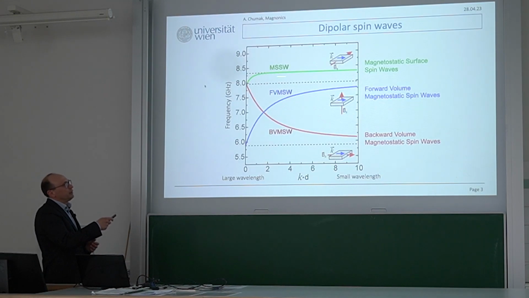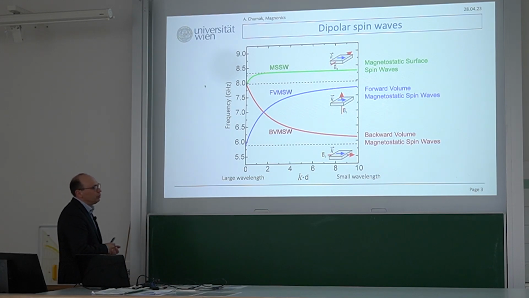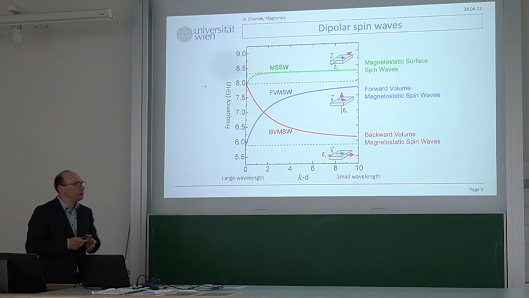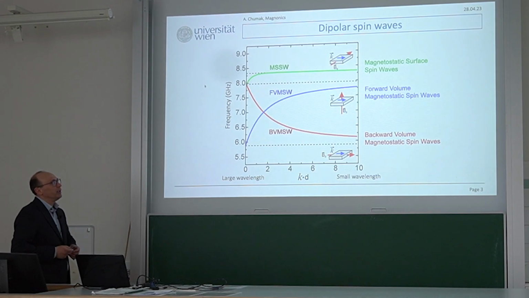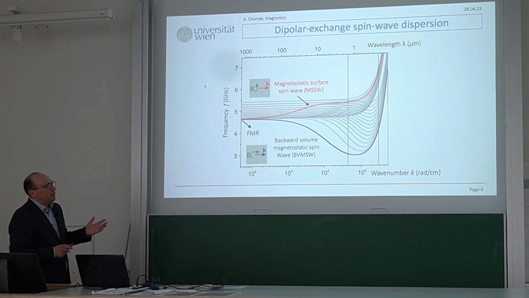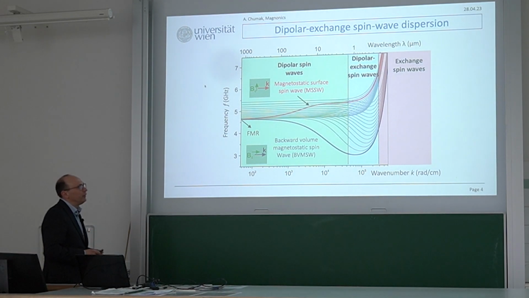This is a dispersion which you have seen already, and our job is now to understand how to get these dispersion curves for forward volume, backward volume magnetostatic wave, and to see how we can tune parameters of this wave. That's very important. One of the advantages of spin waves is that you have many parameters how you can change these dispersion curves. That's the same curve in logarithmic scale. So now today we are focused on this part, dipolar spin waves.